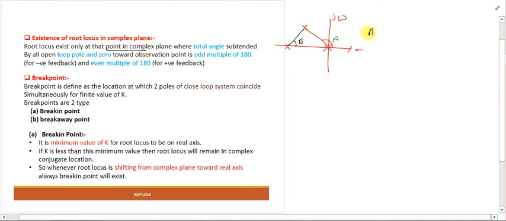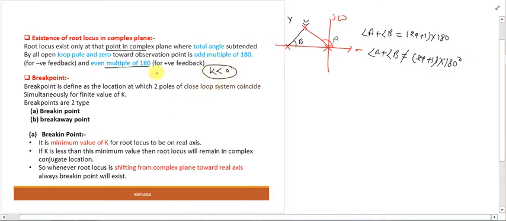If the sum of angle A and angle B is an odd multiple of 180, then root locus can exist at this point. If the summation is not equal to an odd multiple of 180, then root locus cannot exist at this point. Clear? This is for negative feedback. Similarly, for positive feedback, where the value of k is less than 0, this angle should be an even multiple of 180.